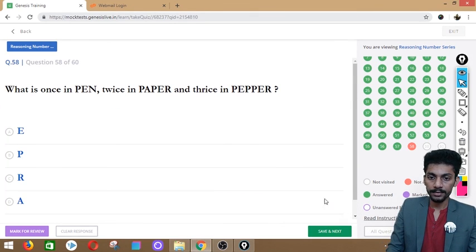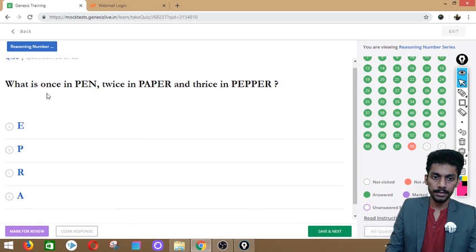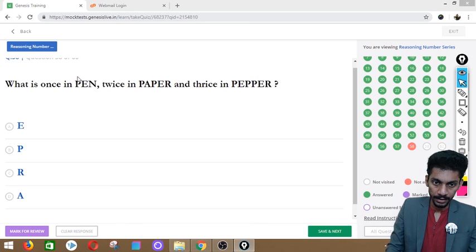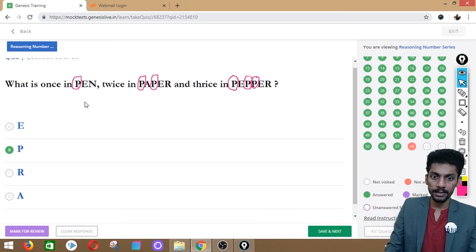Okay, next one. Question number 58 says, what is once in pen, twice in paper and thrice in pepper? It is very simple. This is actually a puzzle. What is once in pen? The letter P is once in pen. Twice in paper, again the letter P is twice. And thrice in pepper is again the letter P. So the answer is option B. Which letter is it? P is once here, twice here, and thrice here. Very simple question, it's actually a nice puzzle. The answer is P. Solve this and go for the next question.